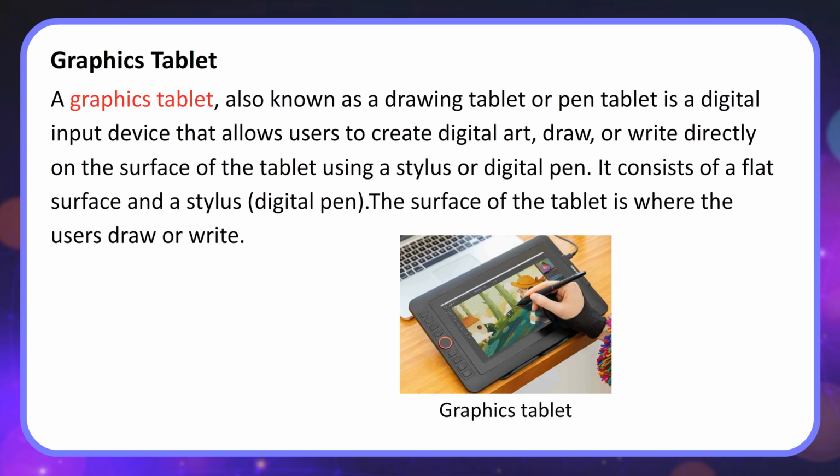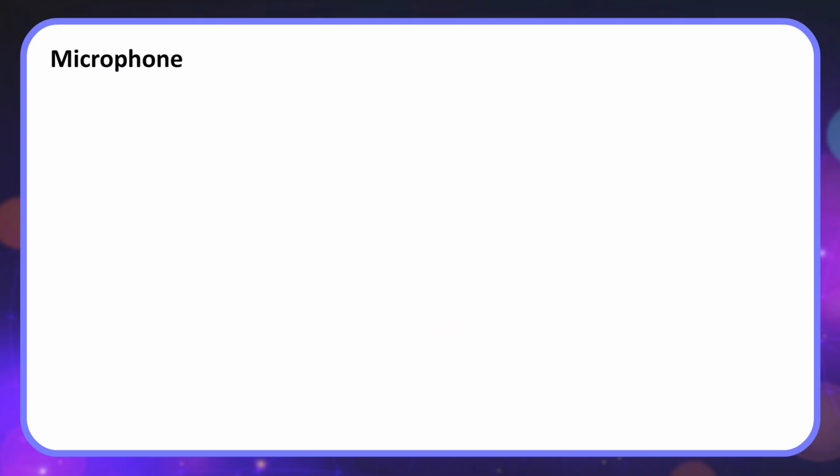Graphics tablet. A graphics tablet, also known as a drawing tablet or pen tablet, is a digital input device that allows users to create digital art, draw, or write directly on the surface of the tablet using a stylus or digital pen. It consists of a flat surface and a stylus, or digital pen. The surface of the tablet is where the users draw or write.